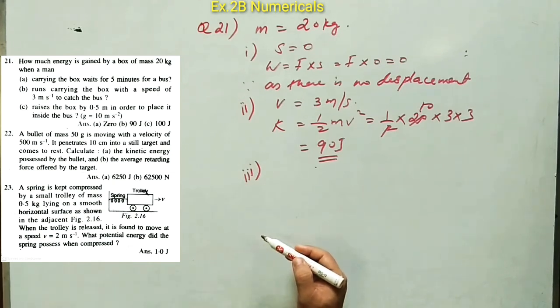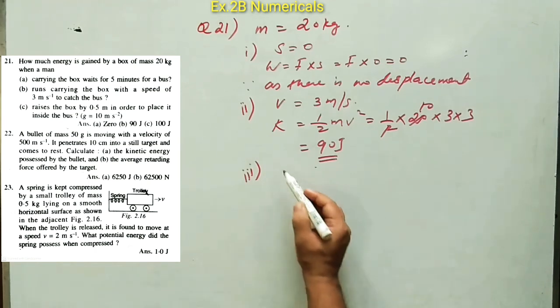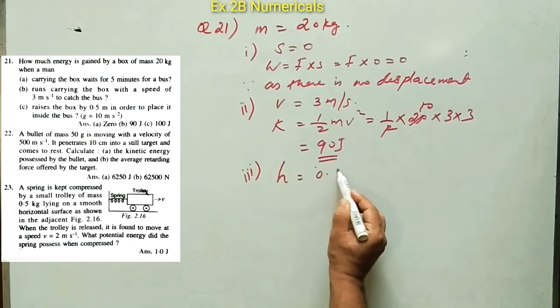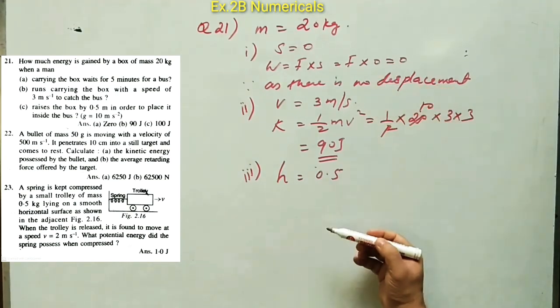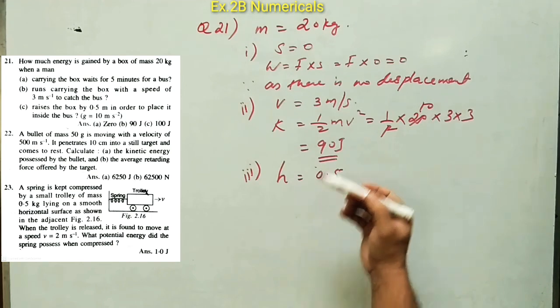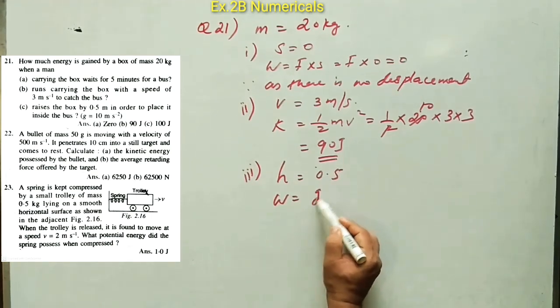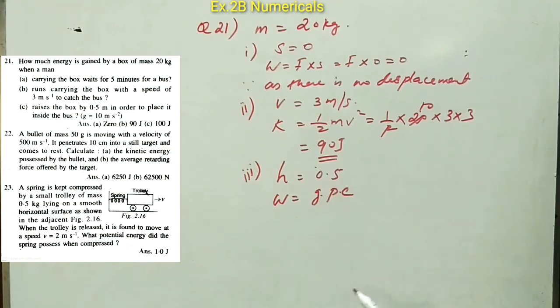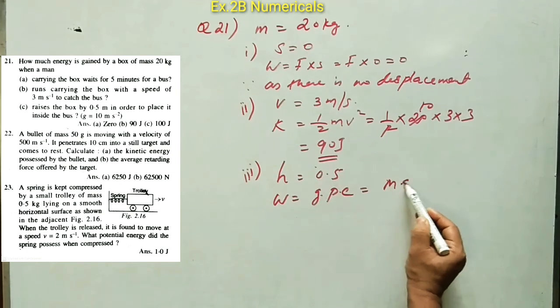Raise the box by 0.5 meter in order to place it inside the box. So the height through which the box moves is 0.5. So you know that he is raising the box through a certain height. Whenever you raise something against the force of gravity, work done is equal to the gain in gravitational potential energy, that is given by PE is equal to mgh.